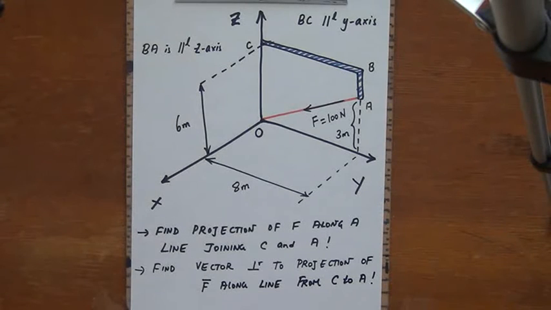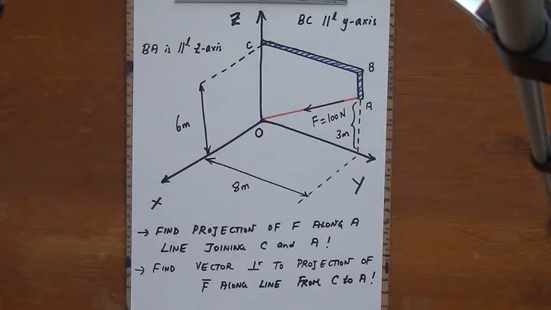And it is quite obvious that all of these have to be expressed in terms of Cartesian vectors, and eventually we will also find out the unit vector along the vector that is perpendicular to the projection of F drawn from the line C to A. Alright, so these are the things we need to find out.